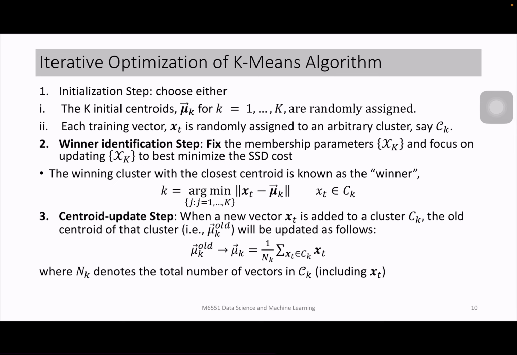Centroid update step: when a new vector xt is added in the cluster Ck, the old centroid of that cluster, mu k old, will be updated as follows. So mu k becomes 1 over nk times the summation of xt encompassing Ck of xt, where nk denotes the total number of vectors in Ck.